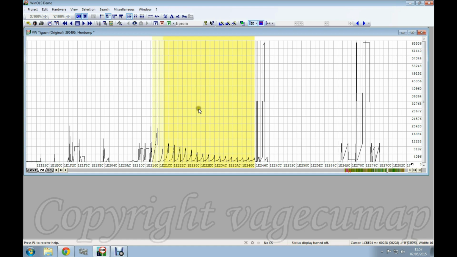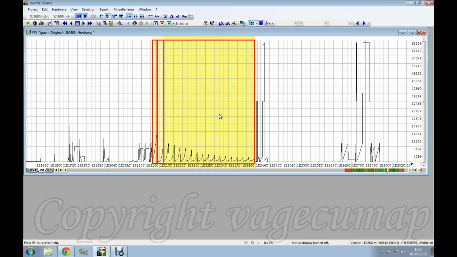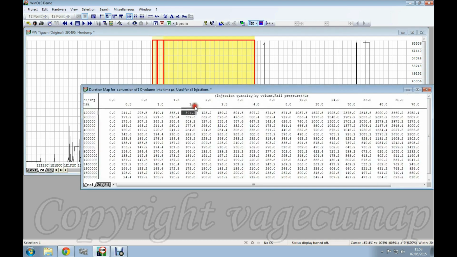In other words, what we have here in the injection duration map is the time that the injector will be open to allow fuel to flow, and so we get big spikes for big numbers, which means the injector's open a long time, so we must be putting lots of fuel in, and little spikes for small amounts of time, so we're not putting in so much fuel. So it gives you a nice feel for the way the injection system is working.